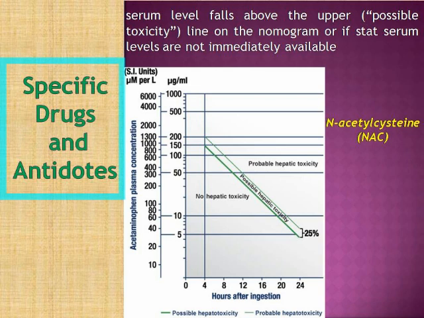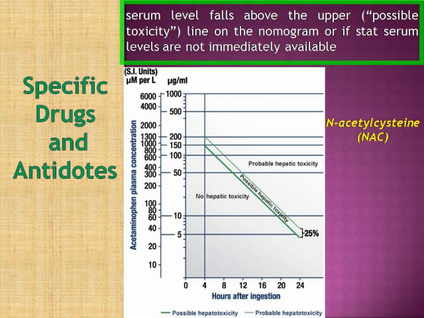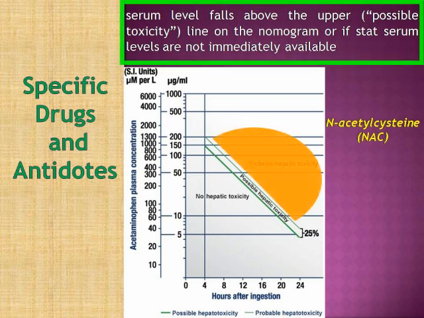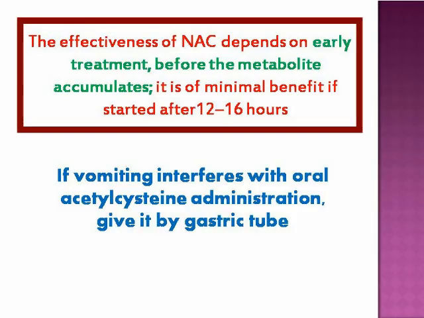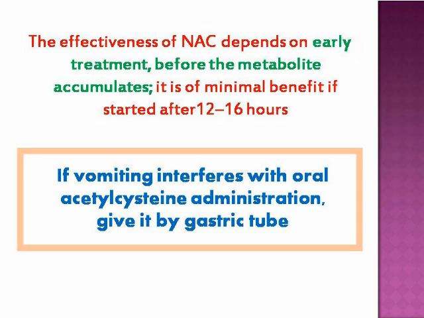The use of specific drugs and antidotes takes responsibility if the serum level falls above the possible toxicity line on the nomogram or if stat serum levels are not immediately available. Use acetylcysteine or N-acetylcysteine at 140 mg per kilogram administered orally. The effectiveness of this therapy depends on early treatment before the metabolite accumulates. It is of minimal benefit if started after 12 to 16 hours. If vomiting interferes with oral acetylcysteine administration, give it by gastric tube.